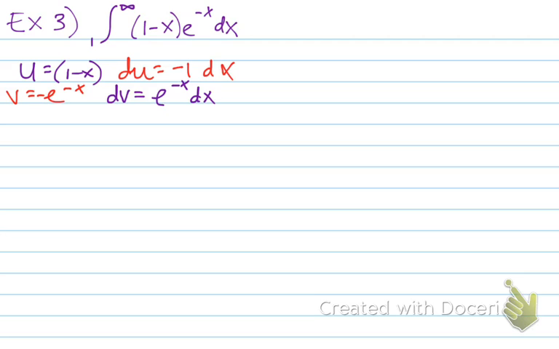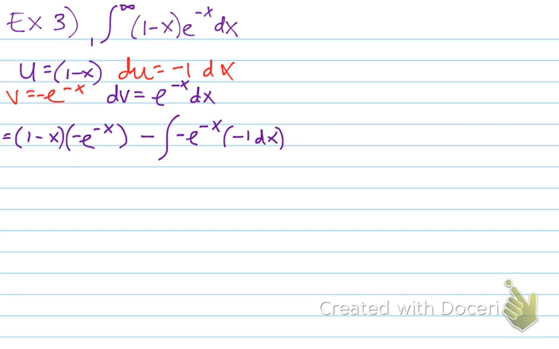So when we plug those into our integral, we have uv, which would be 1 minus x times negative e to the negative x. Oh, I'm sorry, just uv without an integral. Let me erase that. It would just be uv, which is 1 minus x times negative e to the negative x minus the integral of v du. So negative e to the negative x times negative 1 dx. So that's what this integral up here equals. It'll be from 1 to infinity, but you get the point.